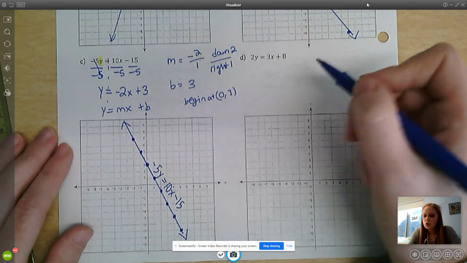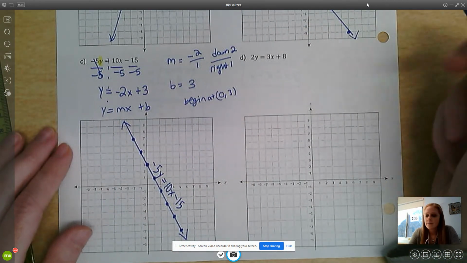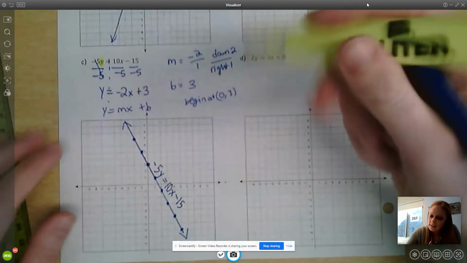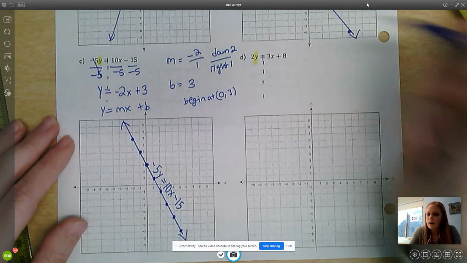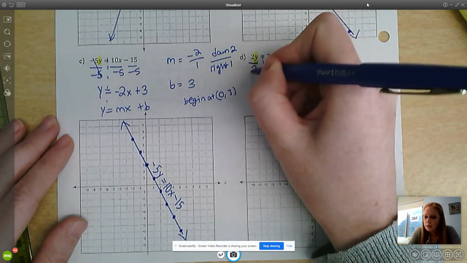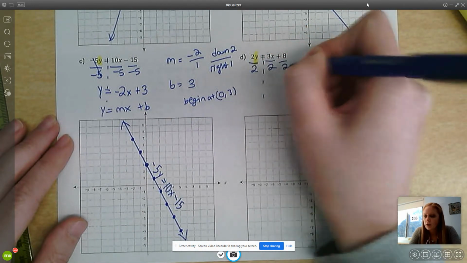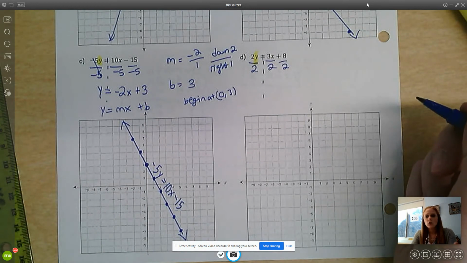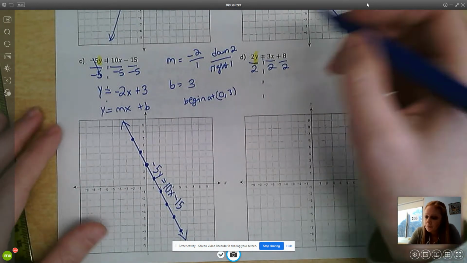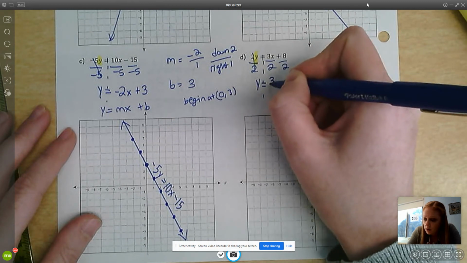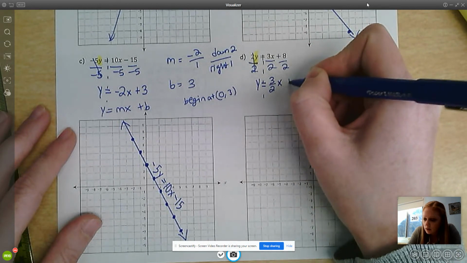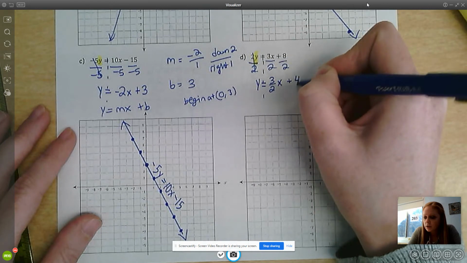Okay, and then D, 2y equals 3x plus 8. We want to get that y all by itself. Right now, it's being multiplied by a 2. Opposite of multiplying by 2 is dividing by 2. But if you're dividing on the left by 2, you need to divide everything by 2. We will be left with our 1y equals 3 over 2x plus 8 divided by 2 is 4.